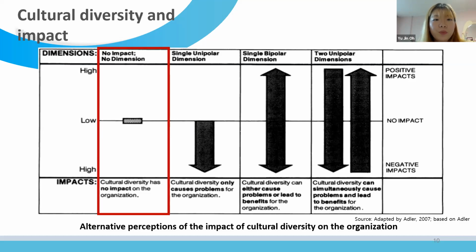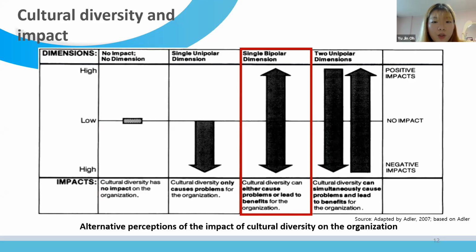So I will continue. Most considered the first one, a non-existence, as having no impact whatsoever. Some considered that it is primarily negative, which means cultural diversity only causes problems for the organization. And only a very few answered that cultural diversity either causes problems or leads to advantages for the organization. But the important thing is that they do not think that both will happen simultaneously. And then focus on the rightmost graph, the both positive and negative impact, where cultural diversity simultaneously causes problems and leads to advantages for the organization.